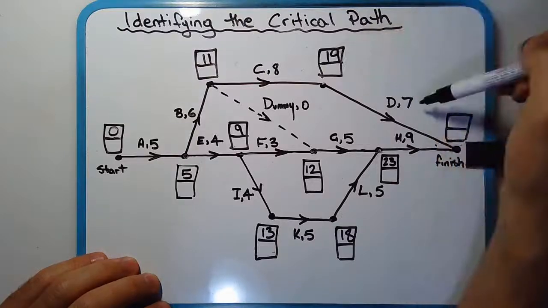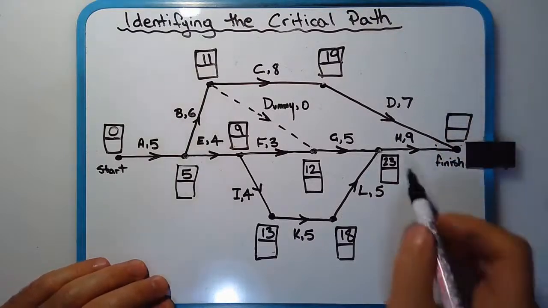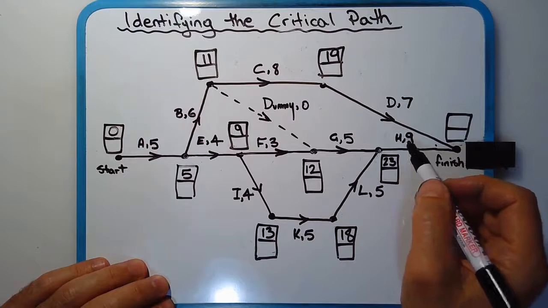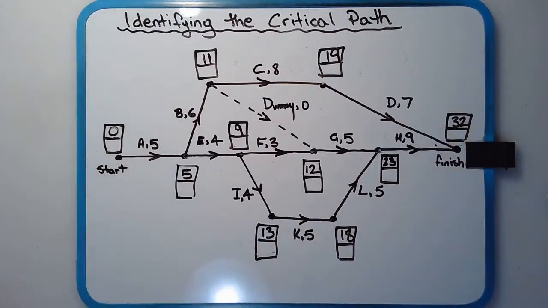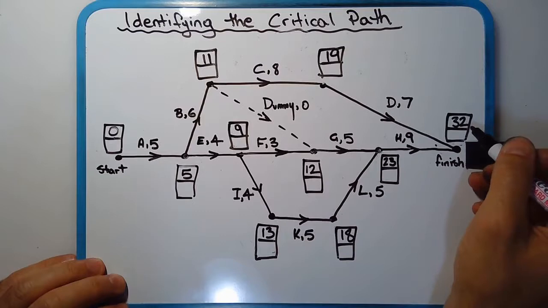So we've got 19 plus 7 is 26. 23 plus 9 is 32. So 32 being the largest of the two. So this project, whatever this project is, takes 32 minutes from start to finish.